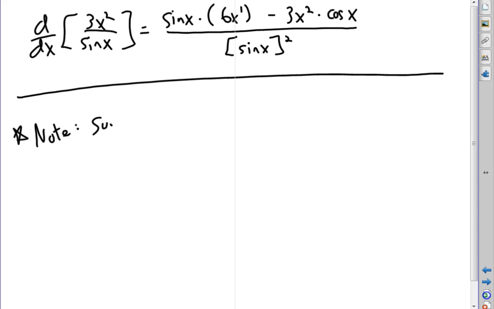Now, something to note before you get all excited about using the quotient rule.